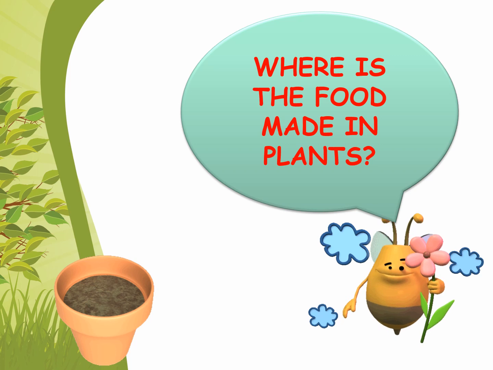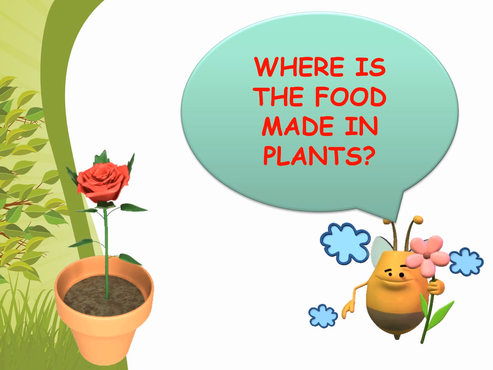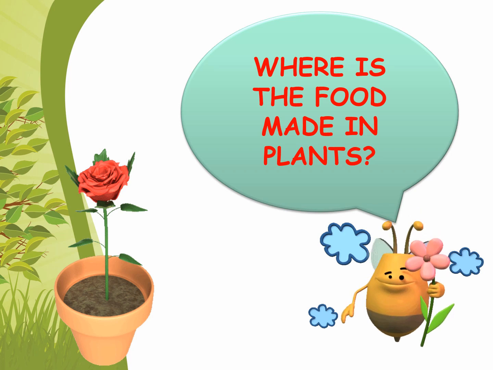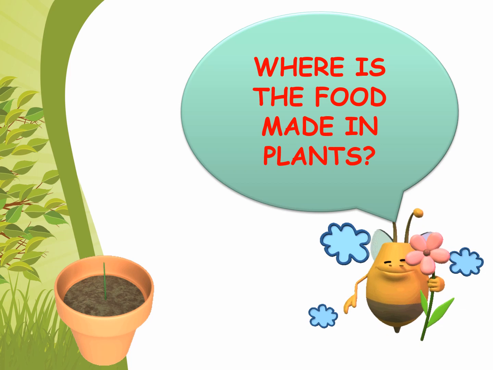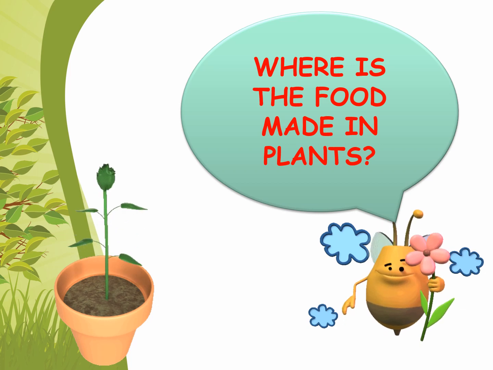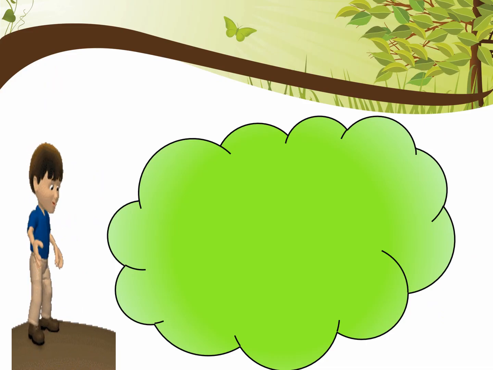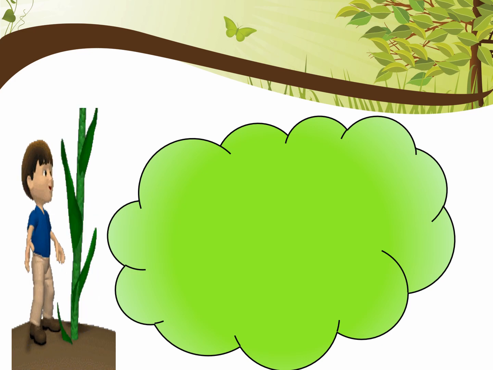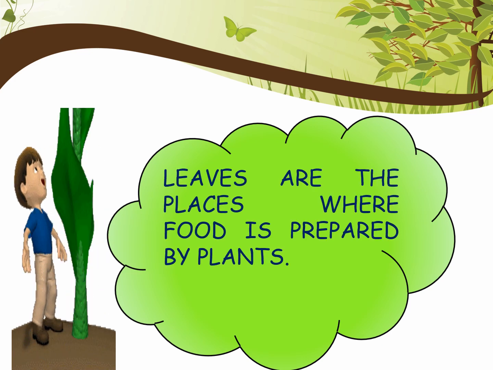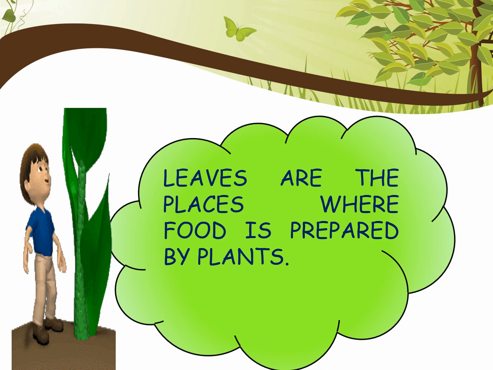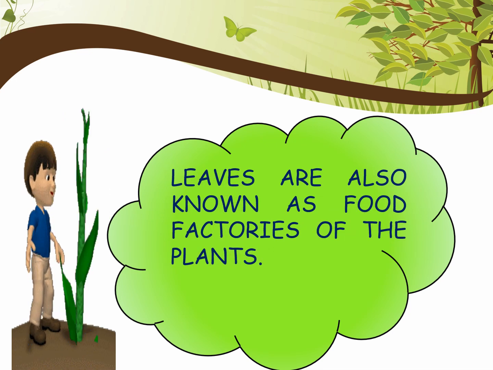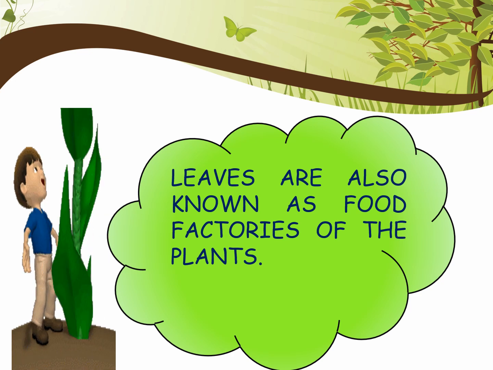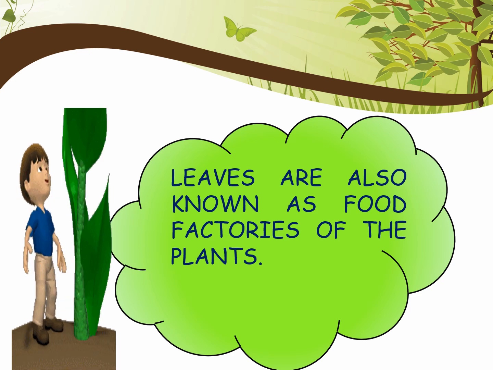Do you have any idea where the food factories of plants are located? I mean, where is the food made in plants? Leaves are the places where food is prepared. Dear students, leaves are also called food factories of the plants.